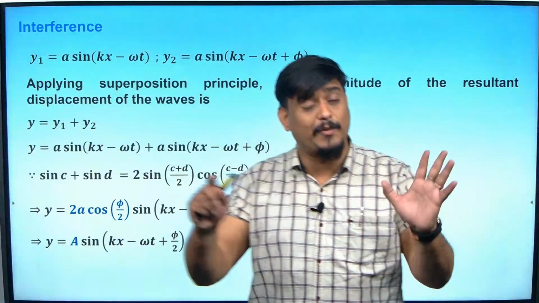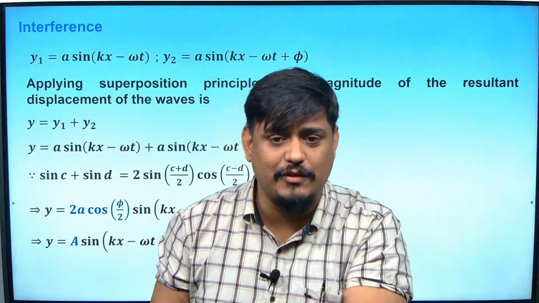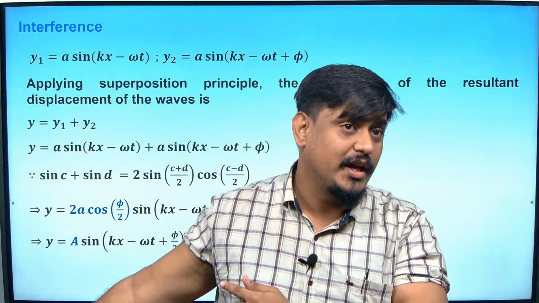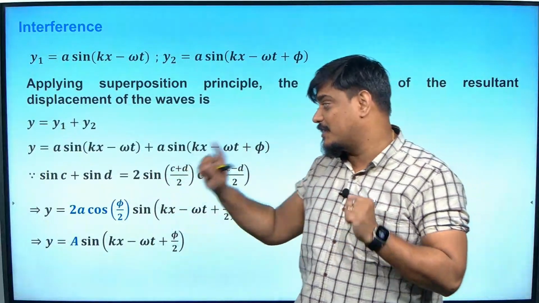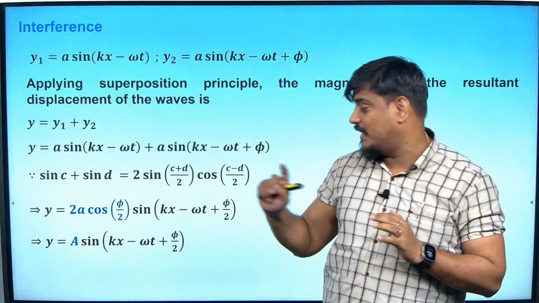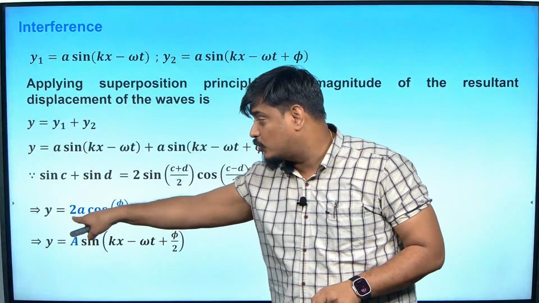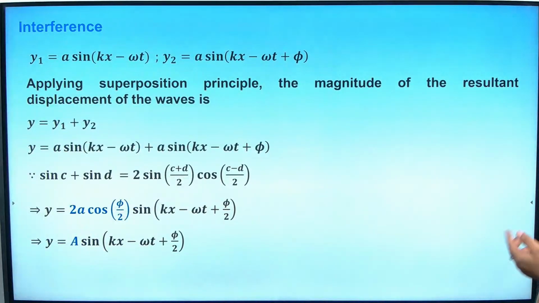Since we have 3-4 equations here, you will have this confusion. What is the equation of a progressive wave? What is the equation of a reflected wave? What is the equation of a superimposed wave? If two waves are superimposing on each other, then the equation becomes y is equal to a sine kx minus omega t plus phi by 2, and here the a is 2a cos phi by 2, and that decides whether it will be a constructive interference or destructive interference.